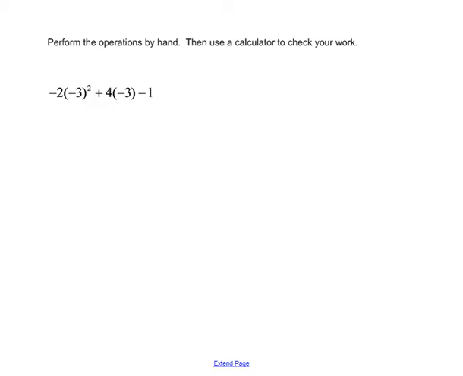Perform the operations by hand, then use a calculator to check your work. So here we have kind of a long drawn out problem. We've got lots of things going on here. So let's, over on the side, just remind ourselves of what order of operations is going to tell us to do.